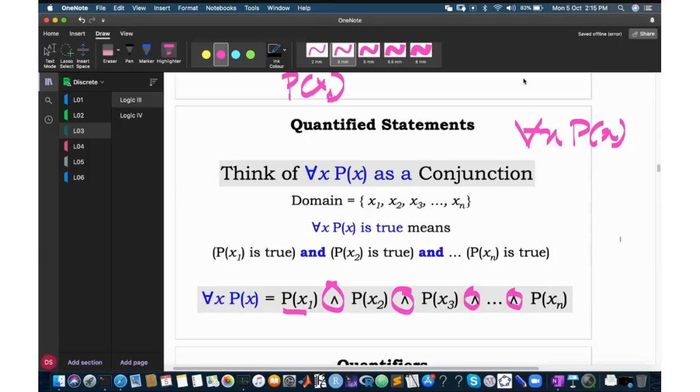Okay, so when I apply the universal quantifier and say for all x, p of x, what it means is that the statement is true for every instance of the variable in the domain that I defined. That's written here: for all x, p of x is equivalent to p of x1 and p of x2 and p of x3, and so on until p of xn. These two statements are equivalent. That's the universal quantification as a conjunction. Is everyone good? Yes, sir. Any questions?